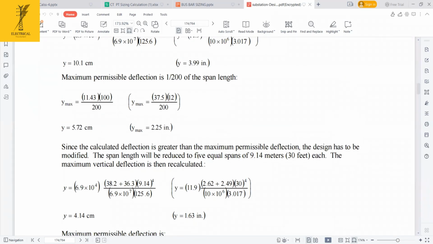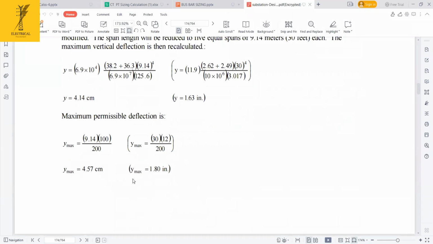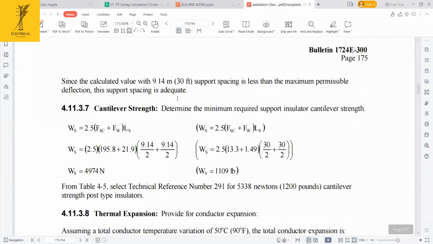Now I made 5 equal spans of 30 feet. By this, I am attaining the limit. So that is the deflection factor. After that, I concluded the spacing. Now the spacing is 5 equal spans, each span of 9.14 meters.